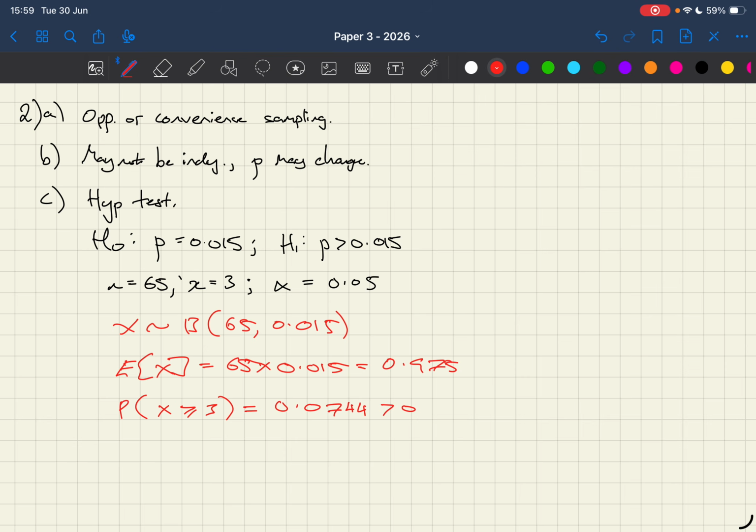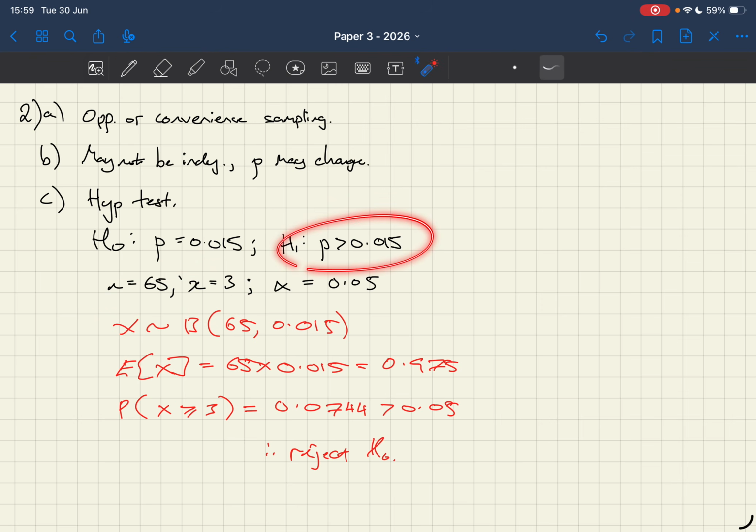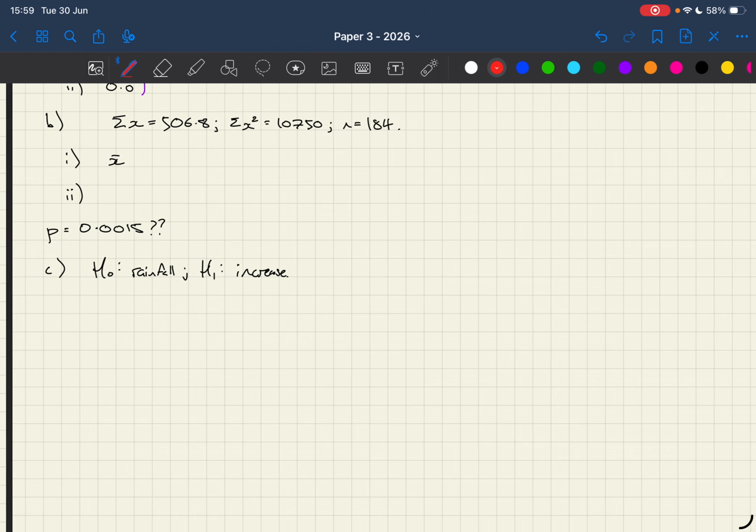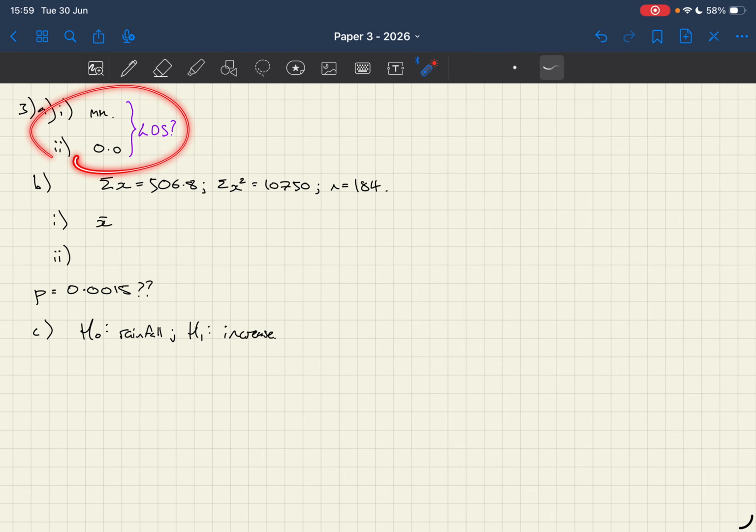So our value is bigger than 0.05, and therefore there is evidence to reject H0. We've seen so many faulty samples: 3 out of 65 is way more than what's effectively 15 out of 1,000, or is that 15 out of 10,000 maybe? But either way, much less than 3 out of 65. So that's good. Number 3, I'm guessing large data set stuff to begin with.